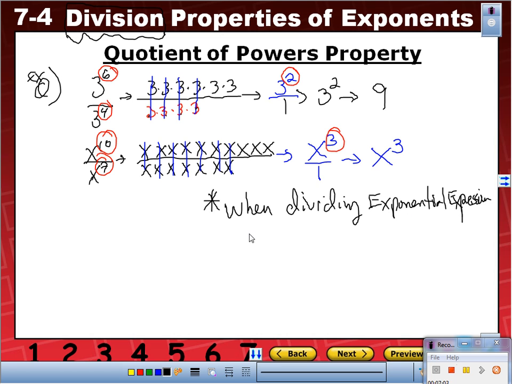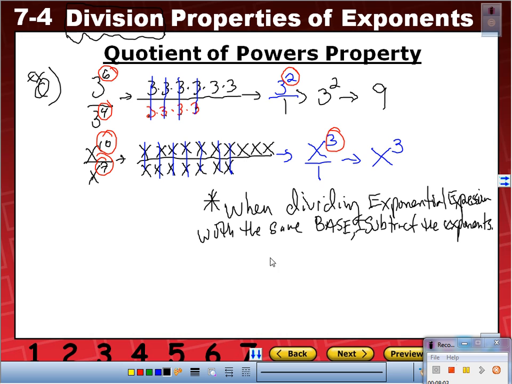Okay, so when dividing exponential expressions with the same base, comma, what did we find out we do? Subtract the exponents. When dividing exponential expressions with the same base, I subtract the exponents, okay? I want you to double underline same base so that you remember that it only works when they have what? The same base.